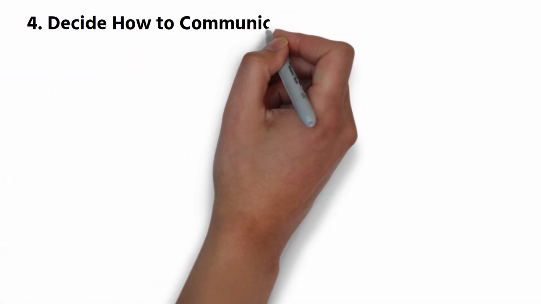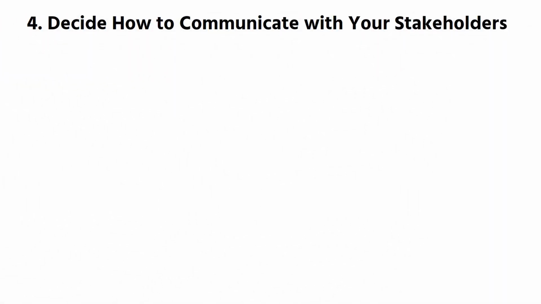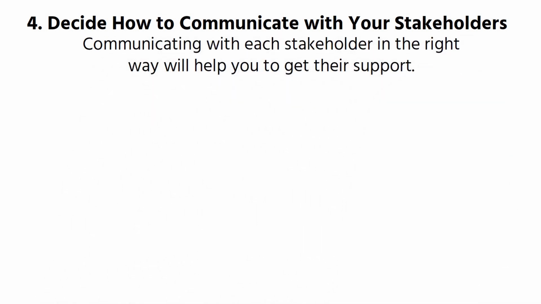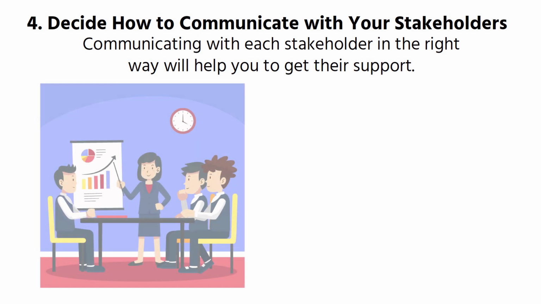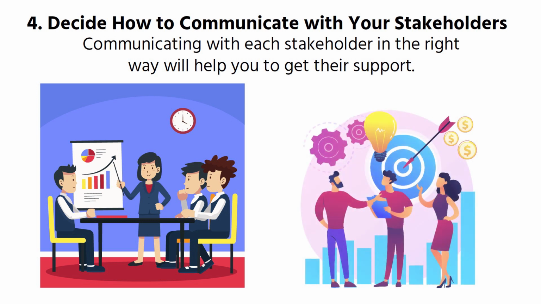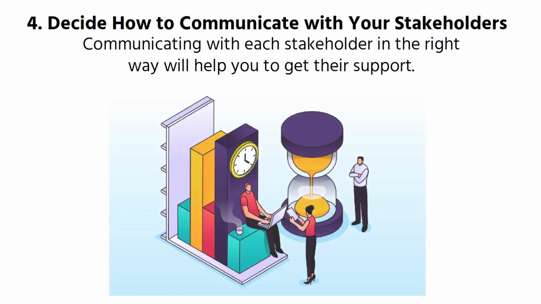4. Decide how to communicate with your stakeholders. Communicating with each stakeholder in the right way will help you to get their support. For example, you should manage some stakeholders closely while you just keep some of them informed. Develop your strategies to focus on the most influential stakeholders first rather than dealing with less important ones. Spend the right amount of time to manage the right people.